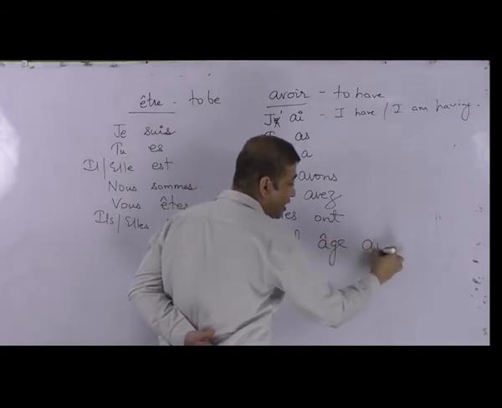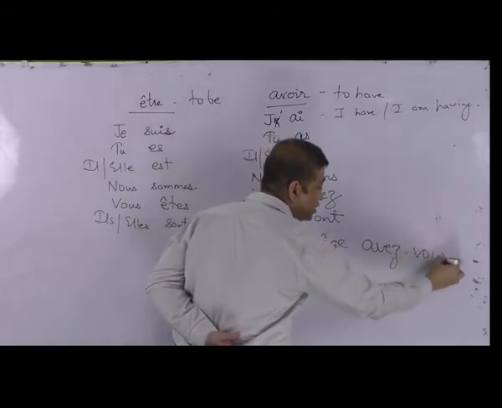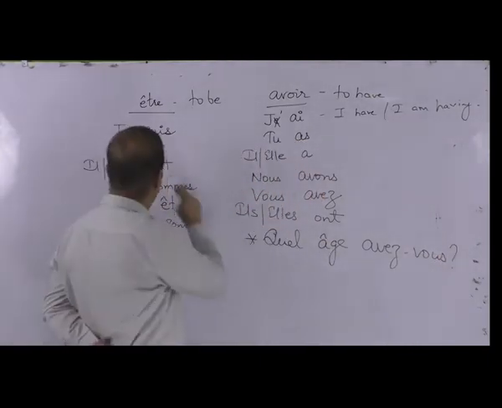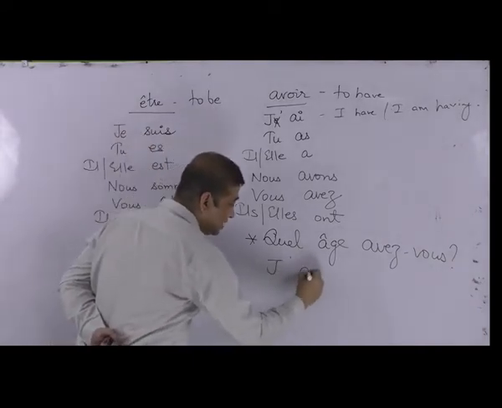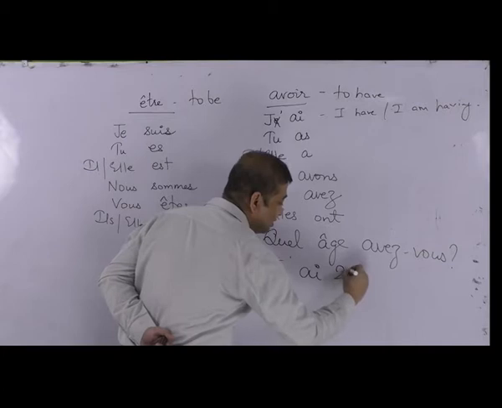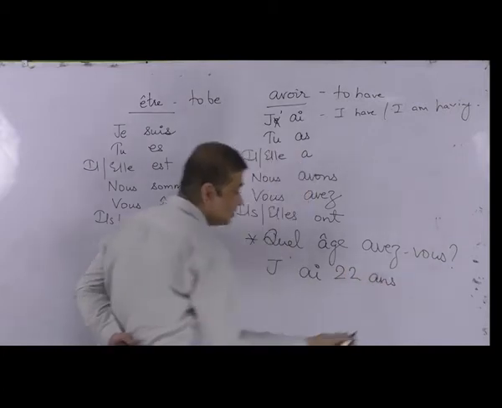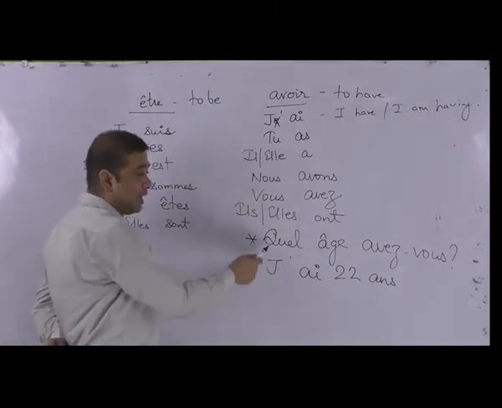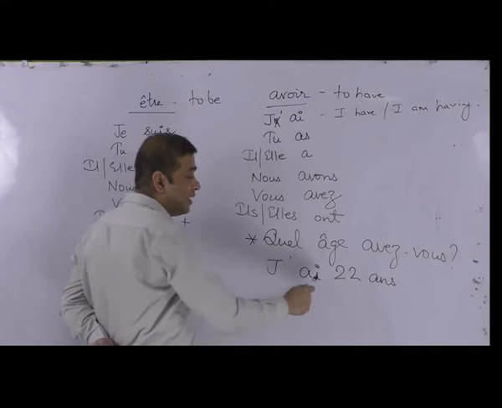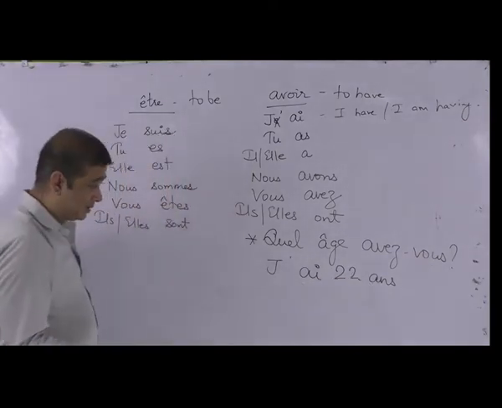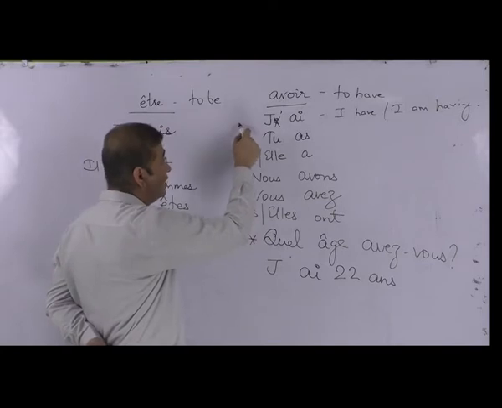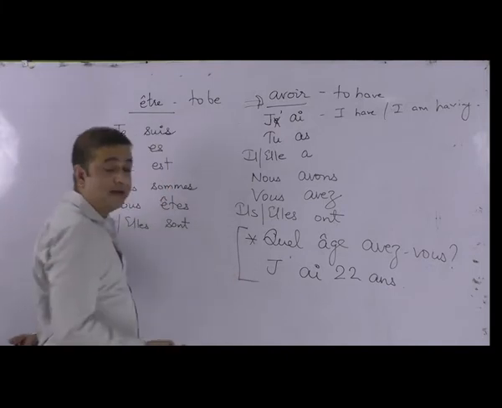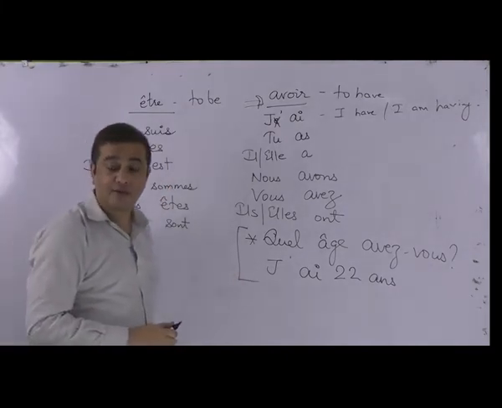For example, I want to ask somebody's age. I'll ask the question, quel âge avez-vous? The person will not say je suis. The person will say j'ai, for example, 22 ans. Just an example, j'ai 22 ans, I am 22 years old. So, quel âge avez-vous? J'ai 22 ans. To tell the age, we use the verb avoir, not être. This you have to remember.